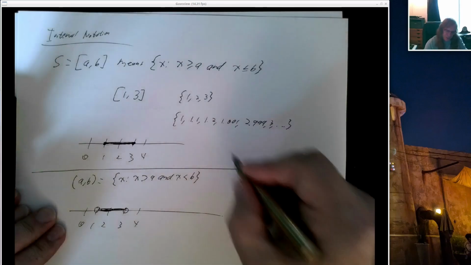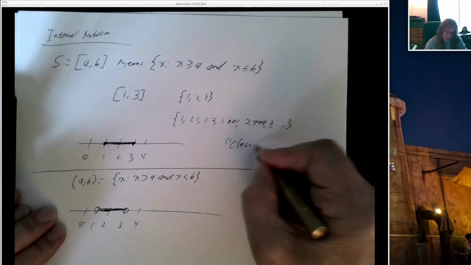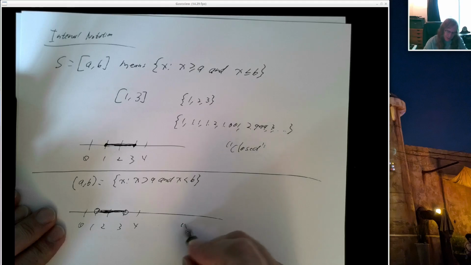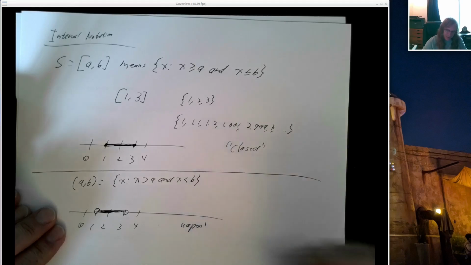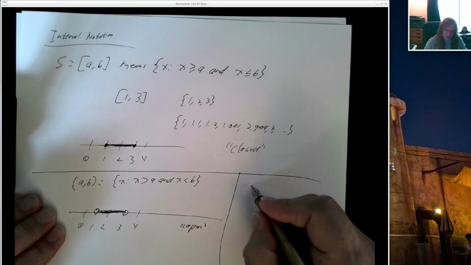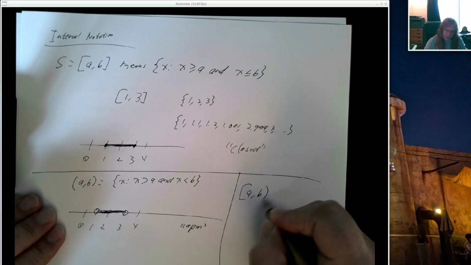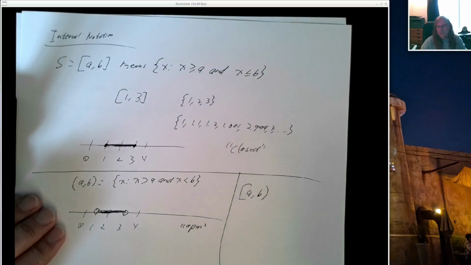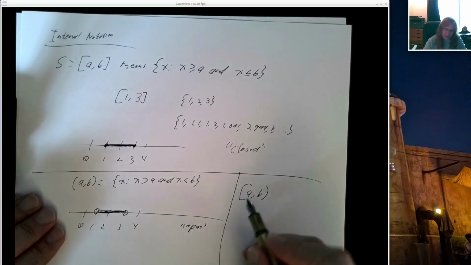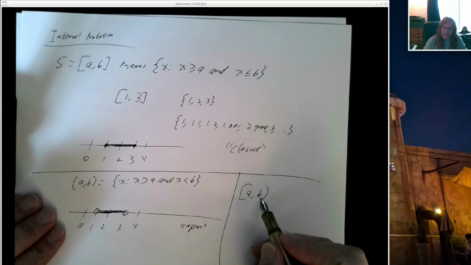So if we include both ends, we say that's a closed interval. If we exclude both ends, we say it's open. And we could also do things like bracket A comma B parentheses, which would be half open or half closed. It would include everything bigger than or equal to A and less than B.